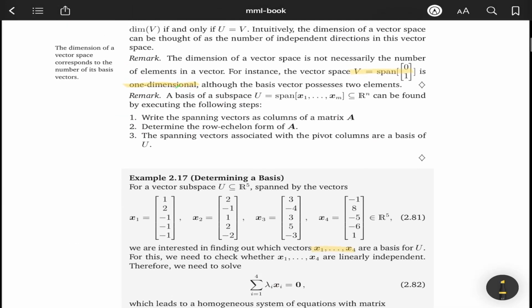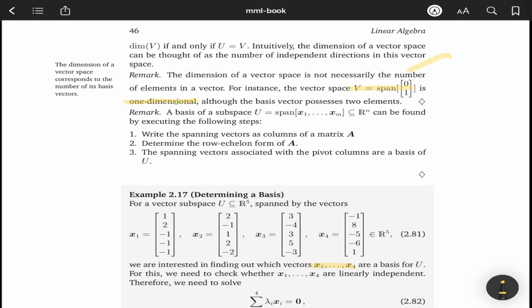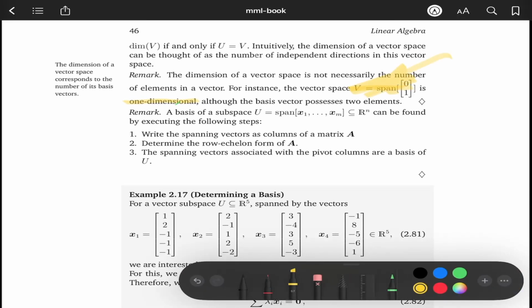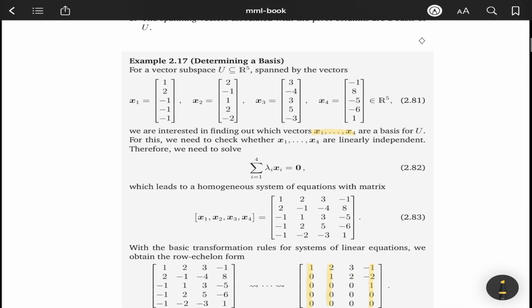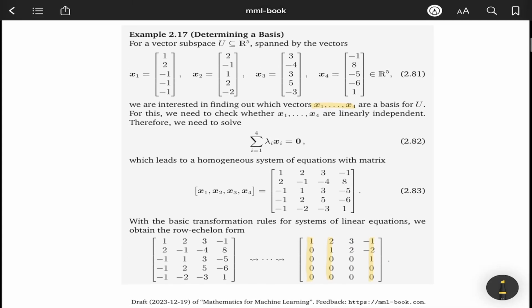Of course, yeah. Because in that case, we have only one vector, therefore we have only one dimension. Here in that example, we don't know which one is the basis vector. We just have 4 vectors. But each vector is 5-dimensional. You have 4 vectors, and then you will find that only 3 of those are basis vectors for that subspace.